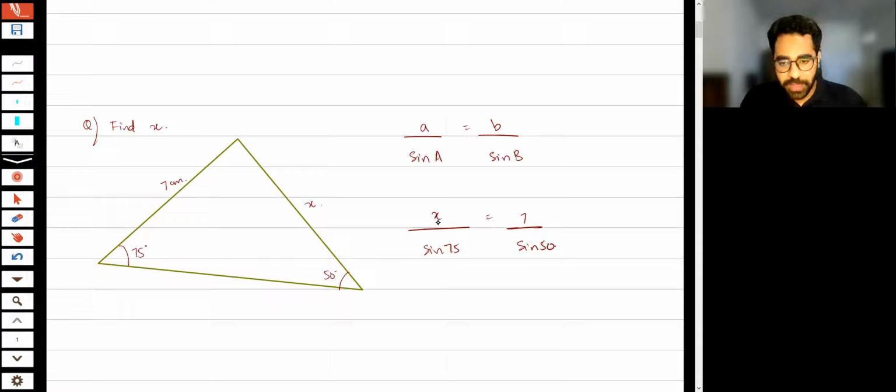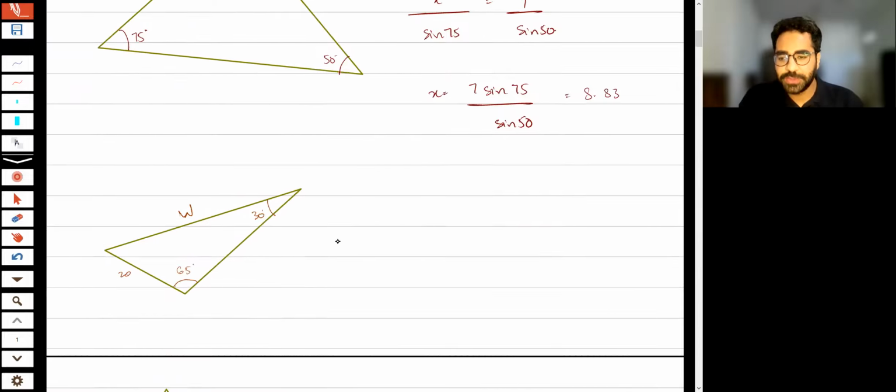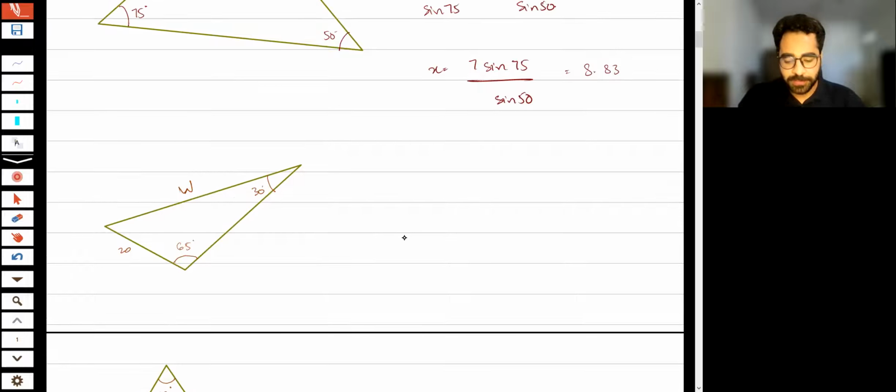So if I have to find the value of x, I'll cross multiply and take this on the other side. I'm going to get 7 sine 75 over sine 50, and my answer comes out as 8.83. So yeah, let's take another question just to solidify what we have started up till now.